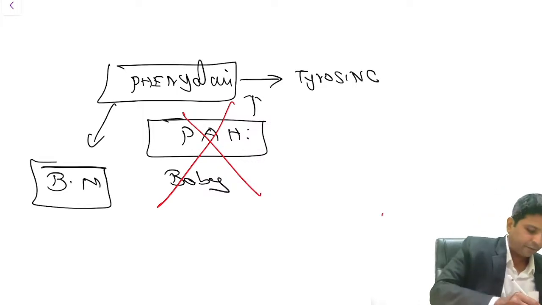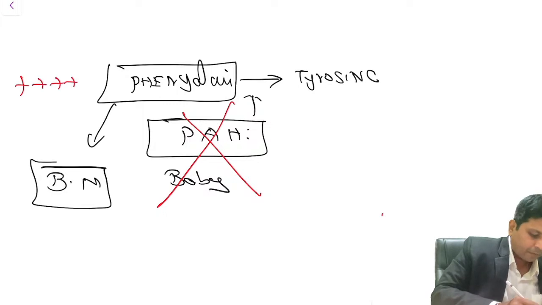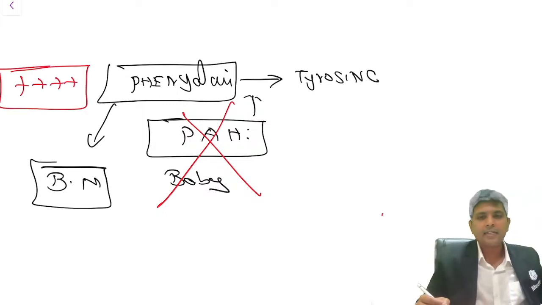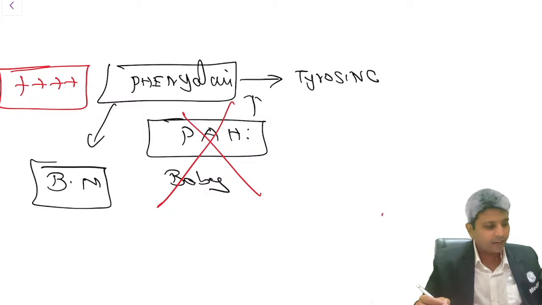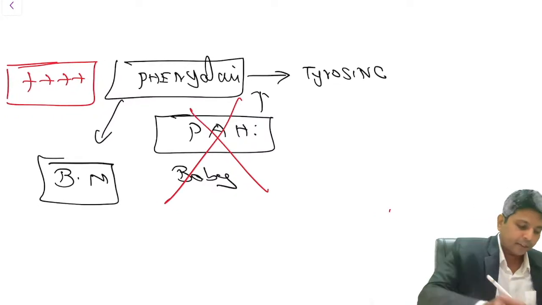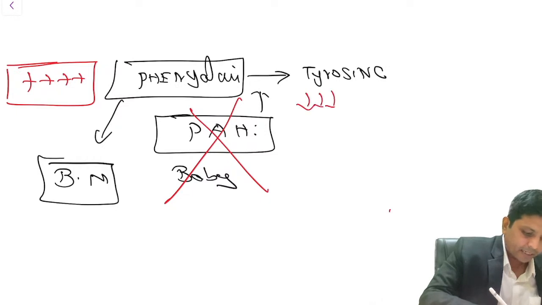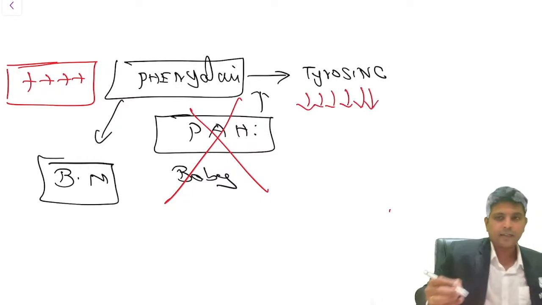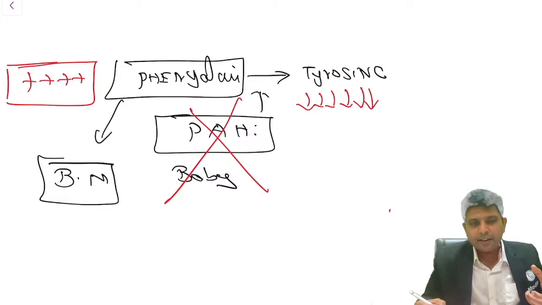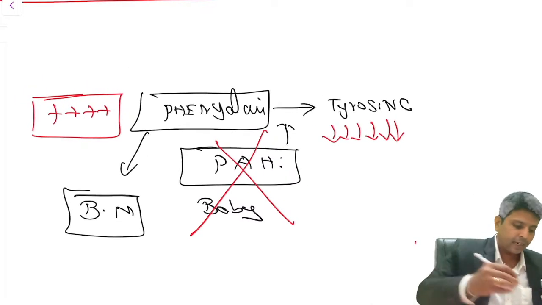As a result of which, phenylalanine will be increased in the baby and your tyrosine will be decreased. What are all the effects of this increased phenylalanine?